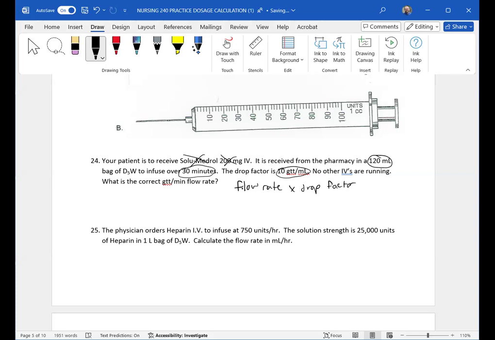So I'm just going to take my volume over my time times my drop factor, and that's going to give me, I think it's 40 drops per minute.